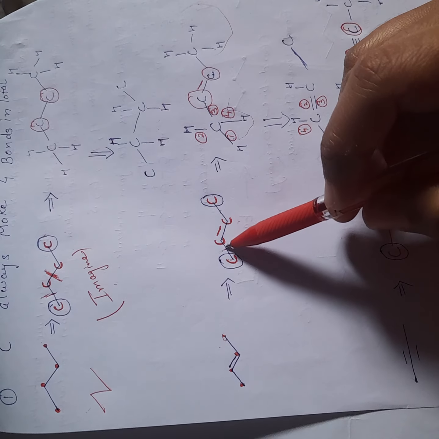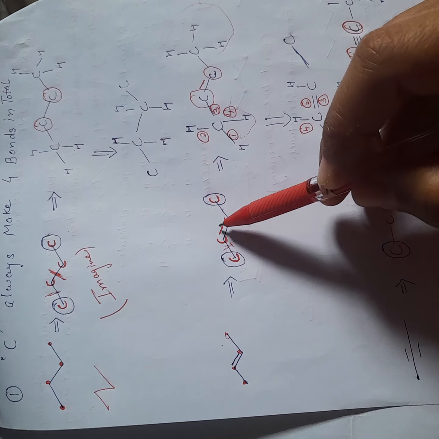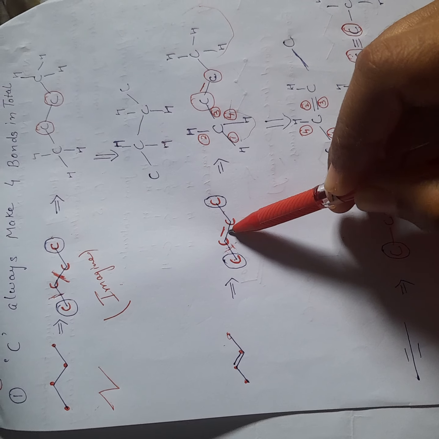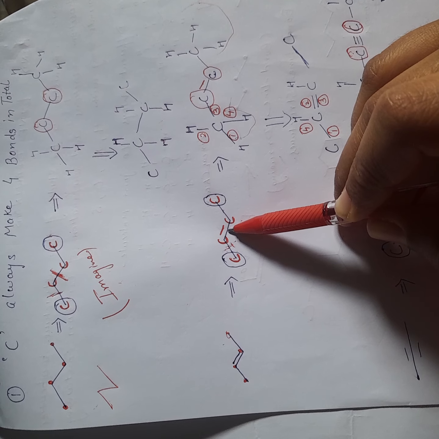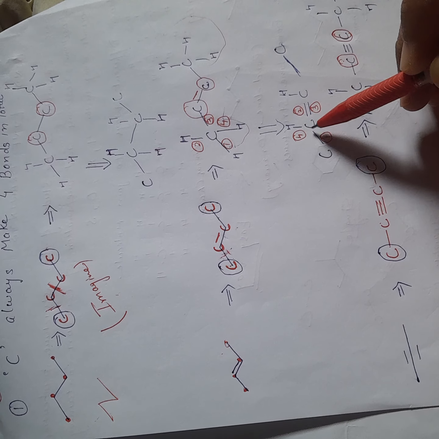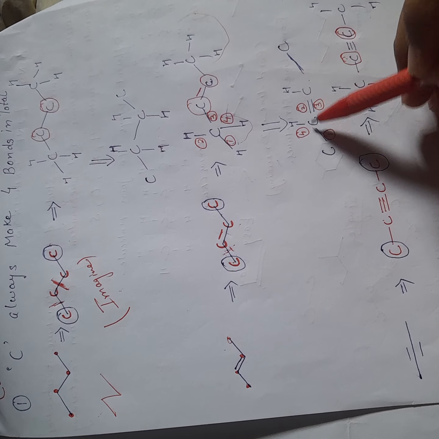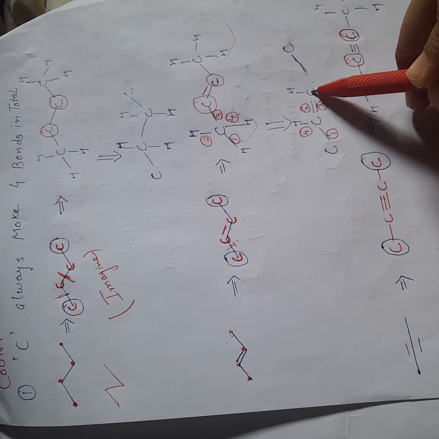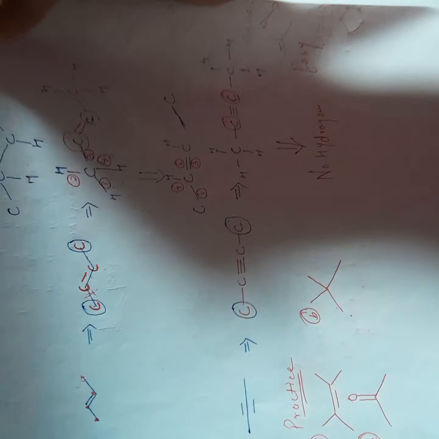Look at this. Now look at the central one: 1, 2, and 3. So only one bond is left. That is why there is only one hydrogen present around these carbons. Got it? Now look at the third one.